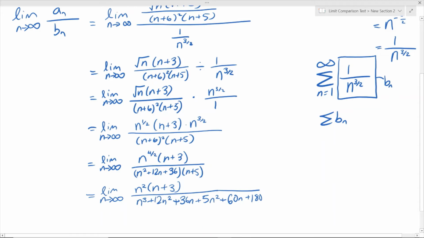And then now we have to distribute the top too. So we're going to use the distributive property and expand it. So n squared times n is n cubed. N squared times 3 is 3n squared.